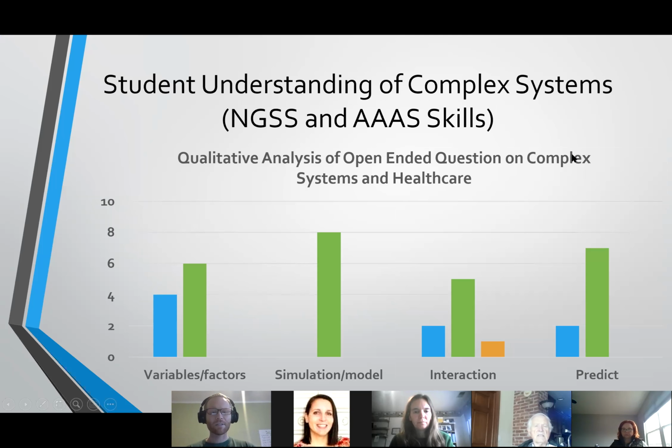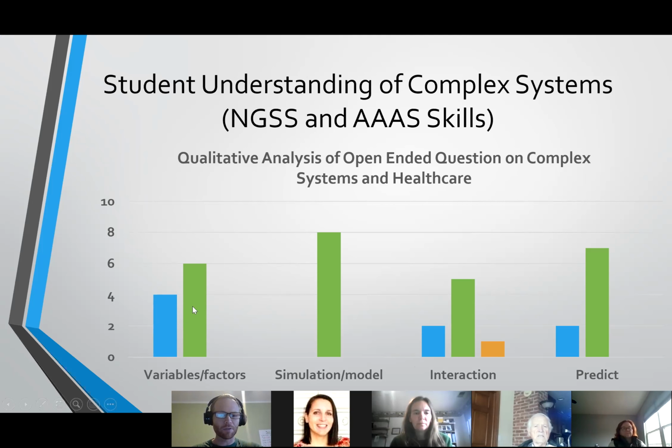So one of the things that I did in my surveys is I asked students to explain how complex systems help healthcare, or how understanding complex systems is used in healthcare. And what I did is I did a pre-post.